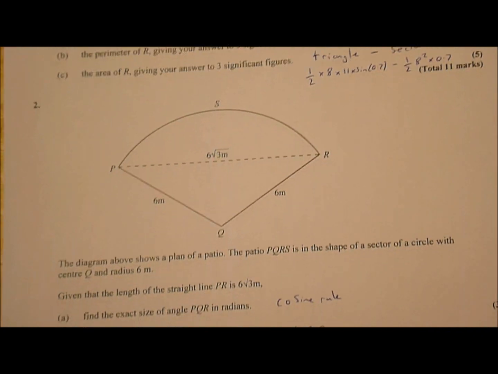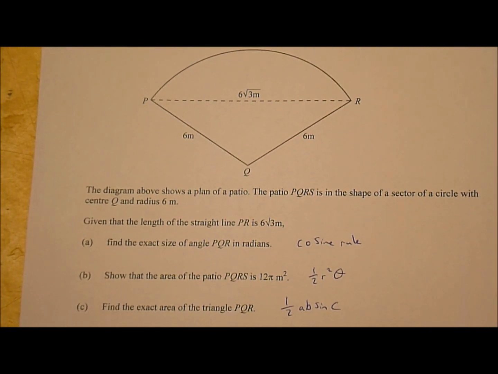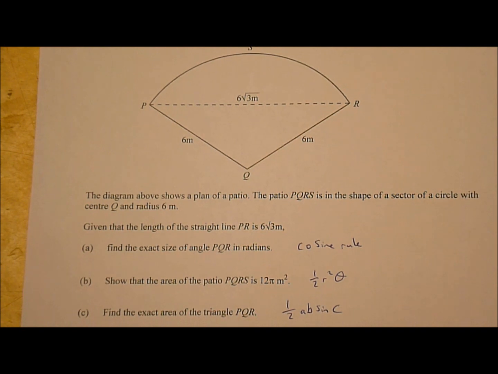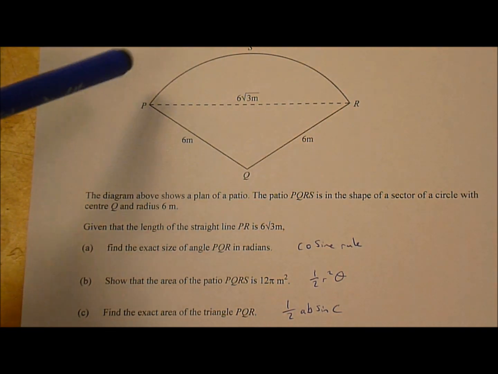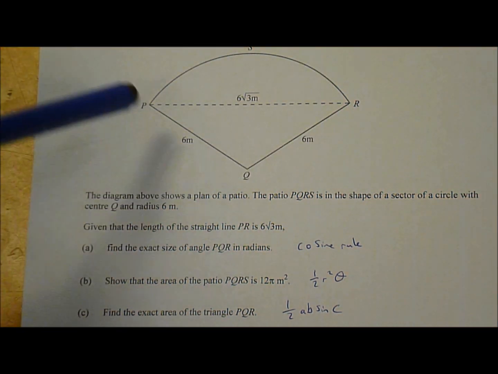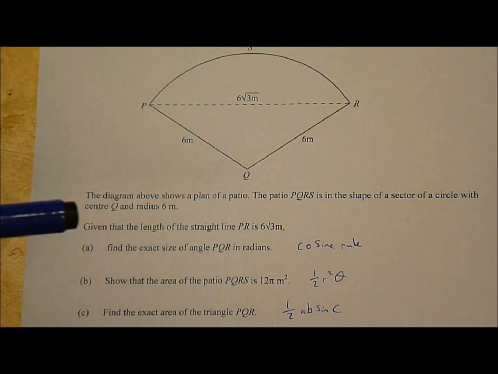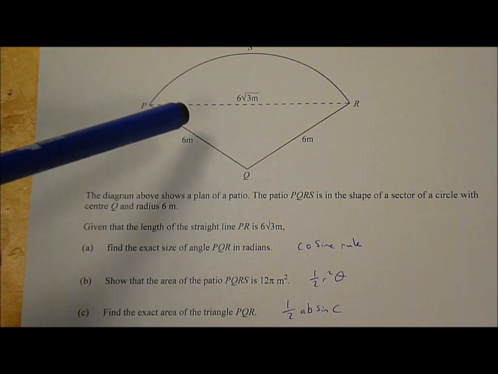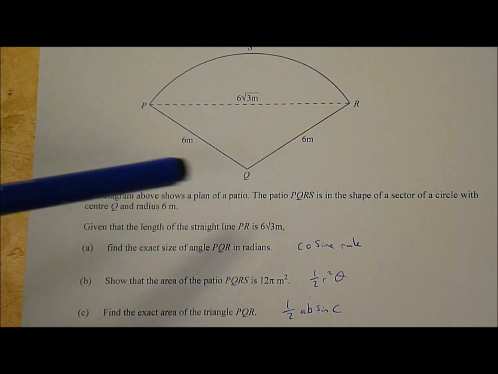Let's have a look at another one. And this is kind of the other way round. So you've got essentially a sector and then the triangle's marked inside of it. So you've got to use quite a lot of things. To find the angle here, you've got 3 sides. You probably want to use the cosine rule.